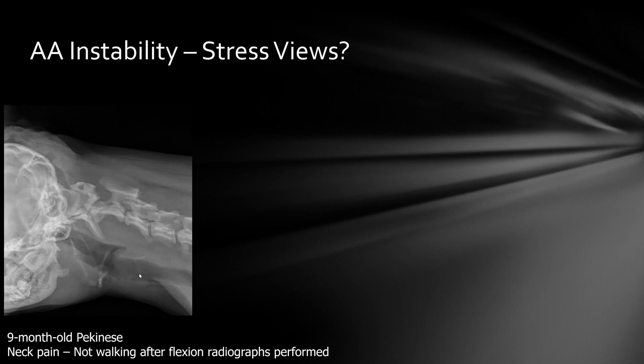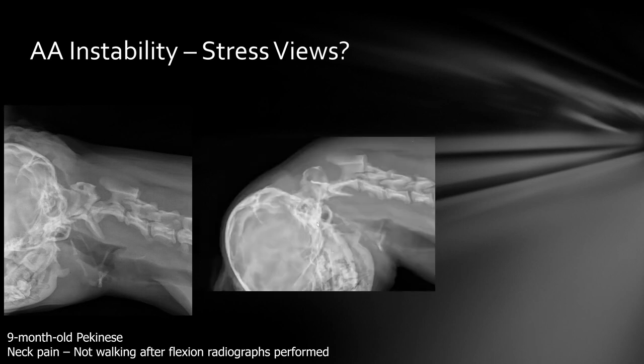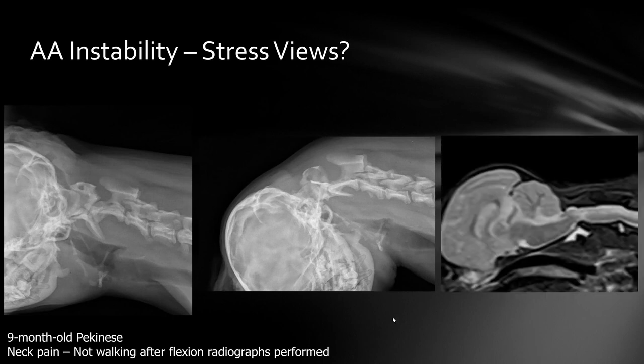Is there atlantoaxial instability? And then, unfortunately, the decision was made to flex this dog's neck to demonstrate the subluxation instability here. And it widens up. I would wager that if you do this in a normal dog, that gap is widening as well. So what is normal, what is abnormal on a flexion view, I don't even know. But what I know is that this dog was not walking anymore after the flexion radiographs were performed, which was very unfortunate. So it damaged the cord.